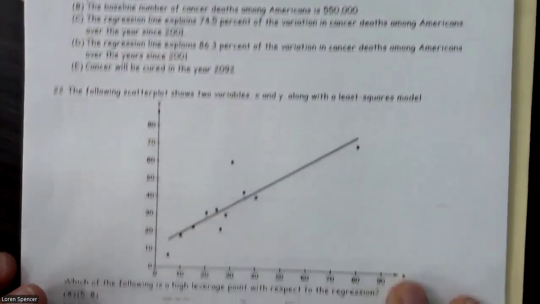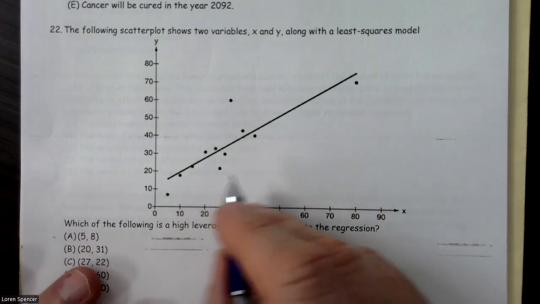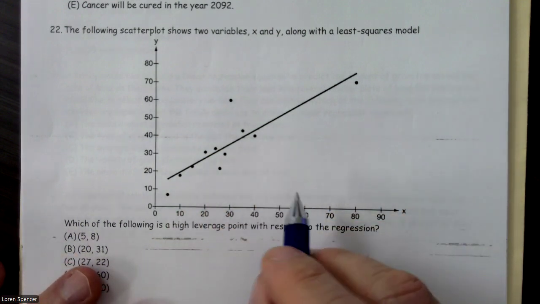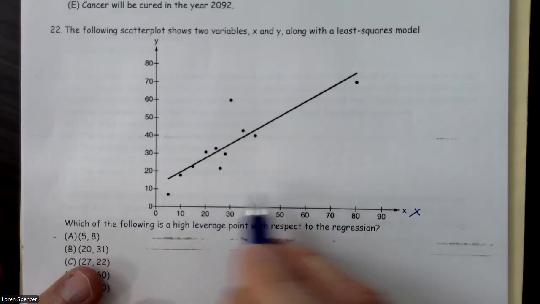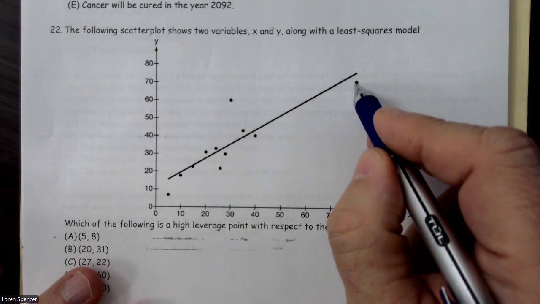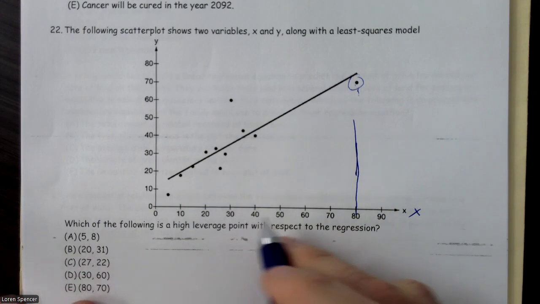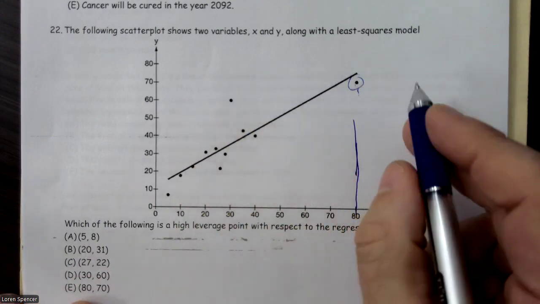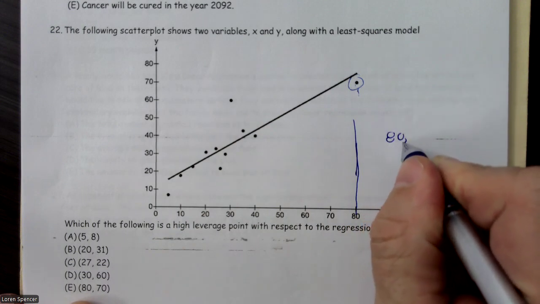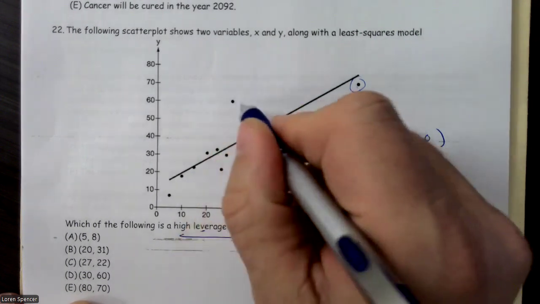For 22, which of the following is a high leverage point with respect to the regression? Well, a high leverage point means we are substantially different in the x direction. Well, here's our x direction, and the value that seems to be way off in the x direction is this one right here. So I'm going to say that it looks like 80 and about 70 is a high leverage point.